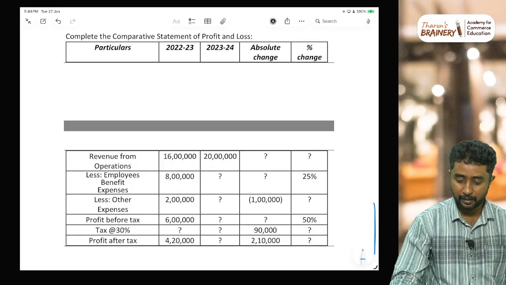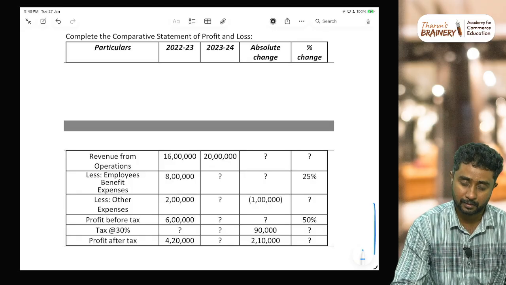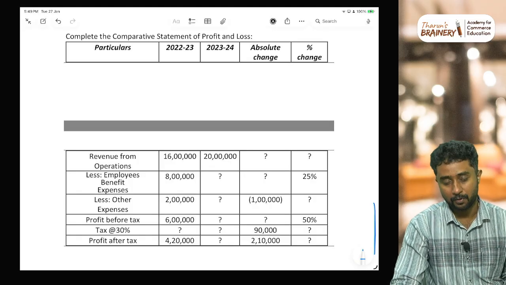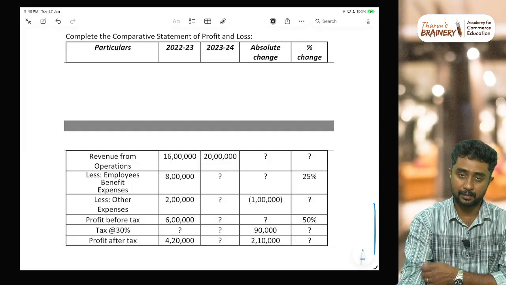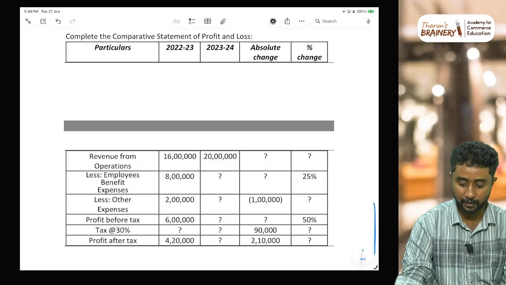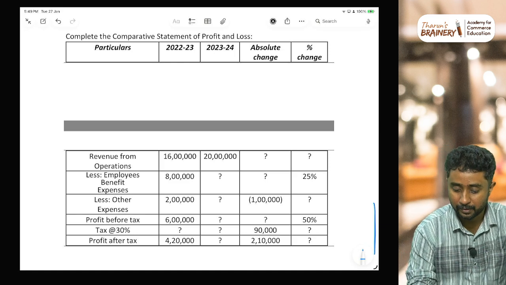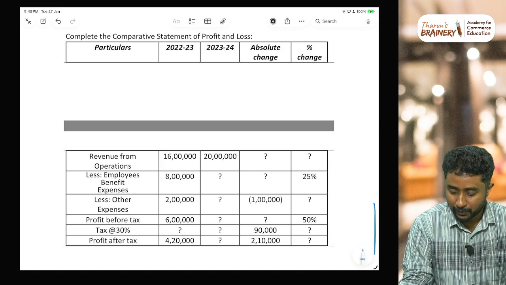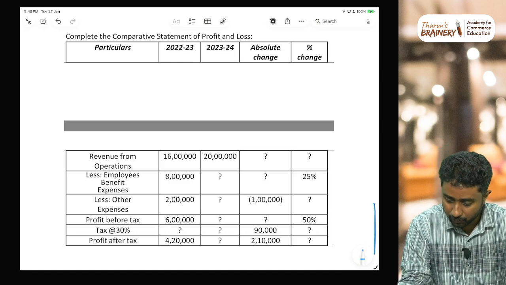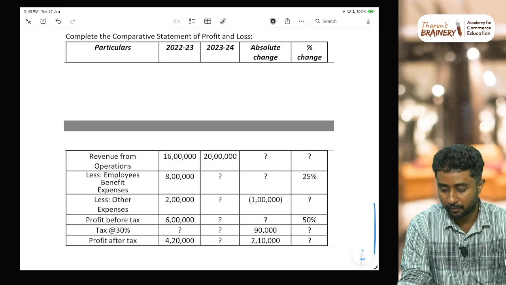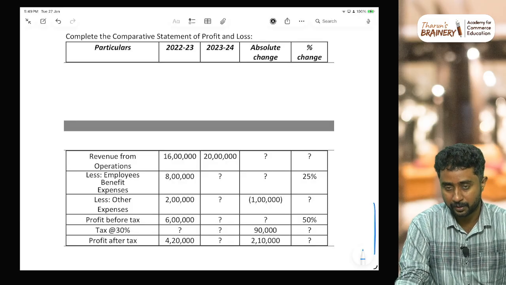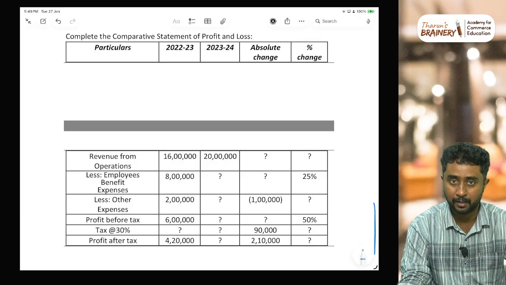Now coming to this, here comparative statement of profit and loss is given. So obviously same formula will be used. We will discuss about common size statement also soon, in the same video. As you can see here, sometimes amounts are missing: sometimes absolute change, sometimes current year value, sometimes previous year value is missing. So we will see how this kind of questions can be attempted.